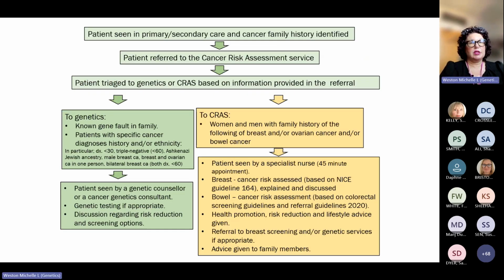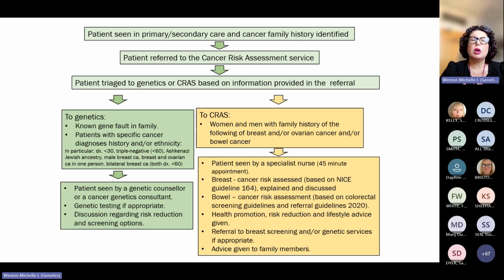So this really just gives an idea of the process through one of our clinics. So essentially, patients are referred to us. They're identified in primary care, or it could be in secondary care. So if somebody attends a breast unit because they're worried about a lump and they're asked about family history, that's another way we have referrals.